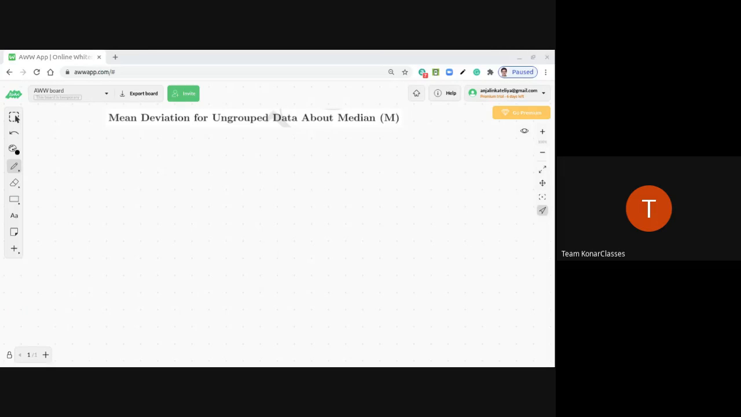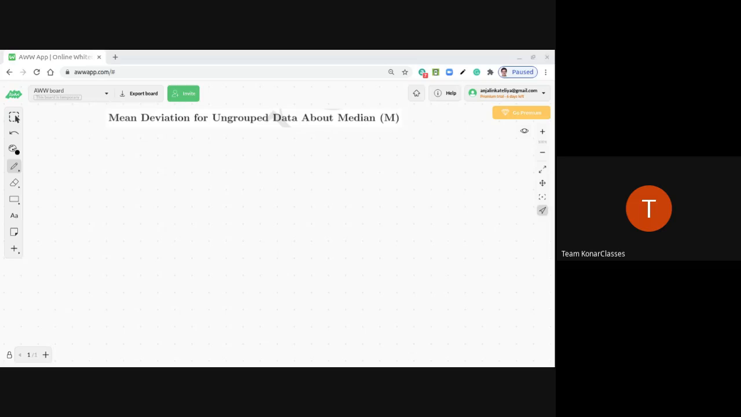So, the mean deviation of ungrouped data about median, what does it mean? If you remember, dear students, in our last class, which is available on YouTube, for the mean deviation of ungrouped data about mean, we found the mean of those data and then followed the steps to find the mean deviation of ungrouped data about mean. Now, today, we are going to find the mean deviation for ungrouped data about median.